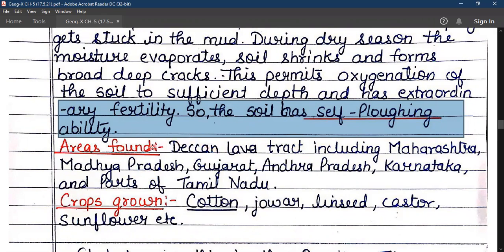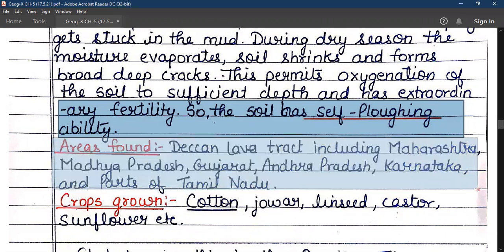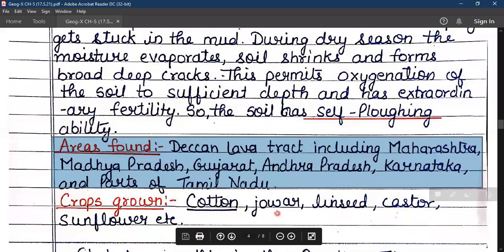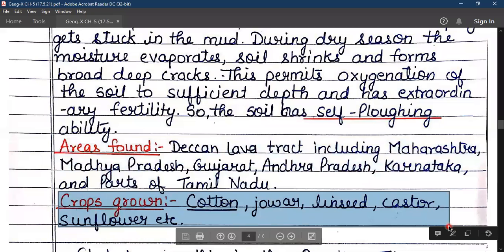Black soil is found in Deccan lava tract including Maharashtra, Madhya Pradesh, Gujarat, Andhra Pradesh, Karnataka, and parts of Tamil Nadu. Crops grown in this soil are cotton, jowar, linseed, castor, sunflower, etc.